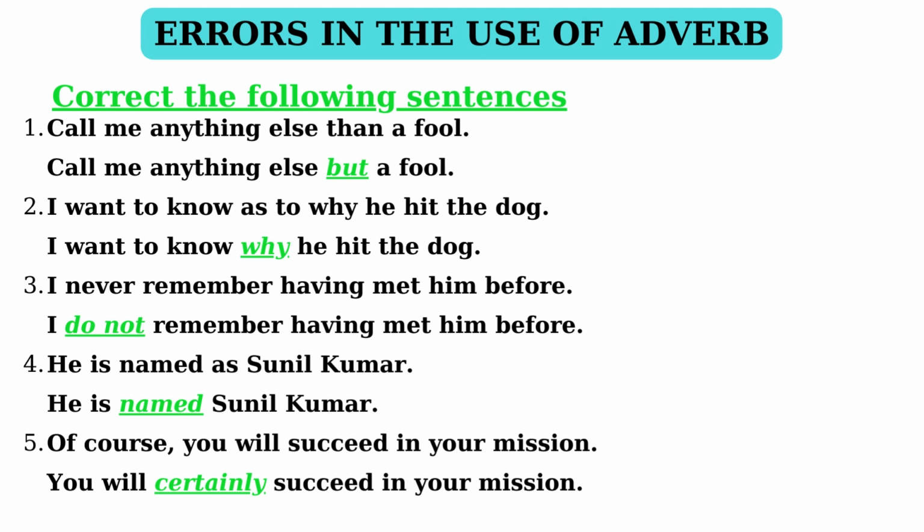In the fourth sentence, he is named as Sunil Kumar. As to be removed from the sentence. The correct answer will be he is named Sunil Kumar. In sentence 5, of course you will succeed in your mission. The correct sentence will be you will certainly succeed in your mission.